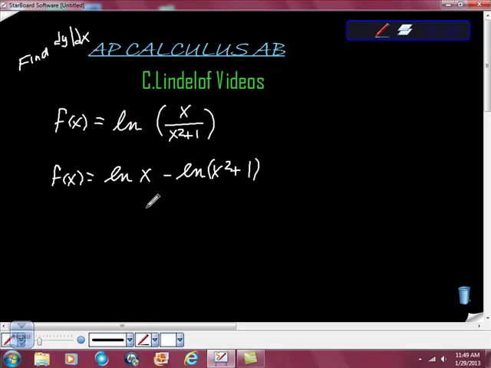Now, the rules for derivatives of ln functions: the first derivative of ln of x is 1 over x, but the derivative of ln of f of x is 1 over f of x times f prime of x. So hopefully you can see in the top example, it doesn't look great as far as trying to differentiate.